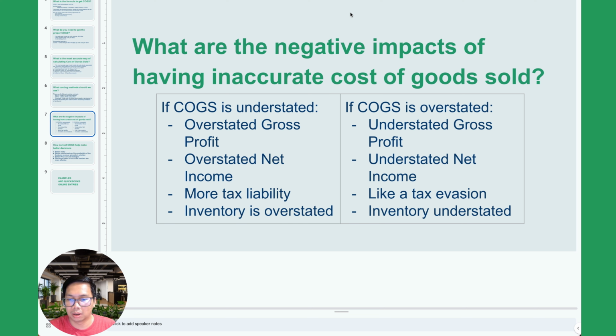If your cost of goods sold is overstated, then you will have understated gross profit or gross margin, and you will have understated net income. It will become like a tax evasion strategy because you will have less income and you will have less tax liability, which is not correct. So having inaccurate cost of goods sold can result in different tax implications. And when you look into your balance sheet, you will have inventory that is understated because you overcharged cost of goods sold.